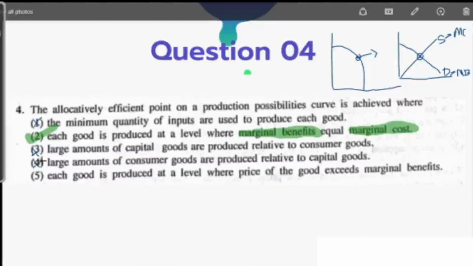Each good is produced at a level where the price of the good exceeds marginal benefit. In this PPC curve, actually we do not consider prices. Prices are in the demand and supply curve, but here we consider only the equilibrium point. So therefore, the fifth answer is also incorrect. So our correct answer is: the allocatively efficient point on a production possibilities curve is achieved where each good is produced at a level where marginal benefits equal marginal cost.